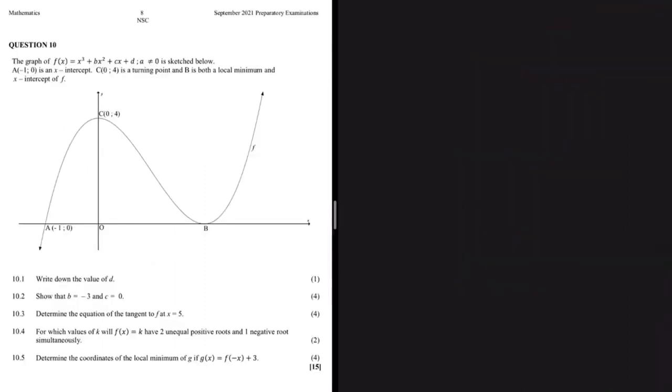So in this question, we're given a cubic function, right? f of x, which is equal to x cubed plus bx squared plus cx plus d. And the first question, 10.1, is saying let's write down the value of d. Before we even look at our sketch, let's look at our equation and see what d means, right? So here's d here. I just circled it in red.